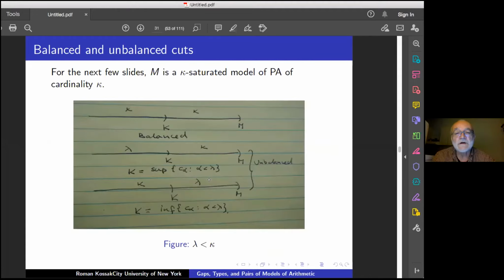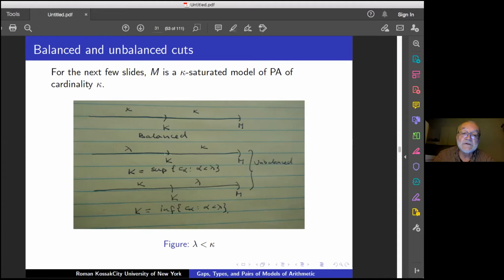So this was what we did in the case of recursively saturated models, and it also works for saturated models with the same arguments. So now we change our assumptions. M is no longer countable and recursively saturated. It is a kappa-saturated model of PA of cardinality kappa. Okay, and now we're looking at cuts.